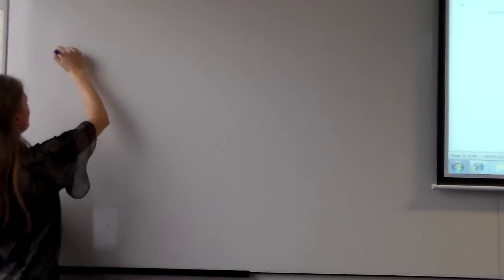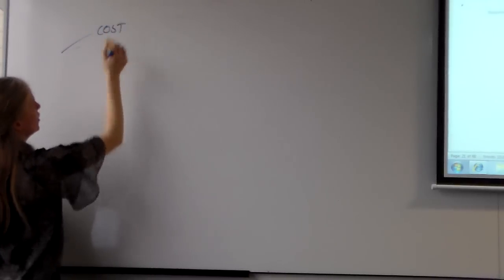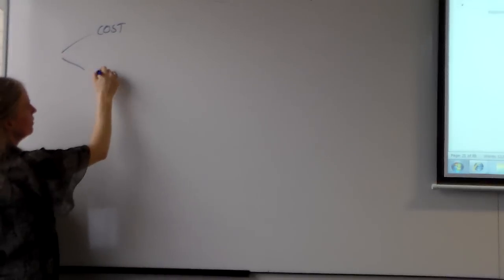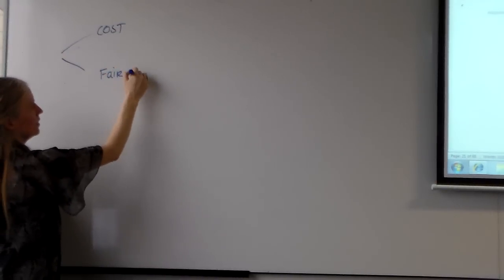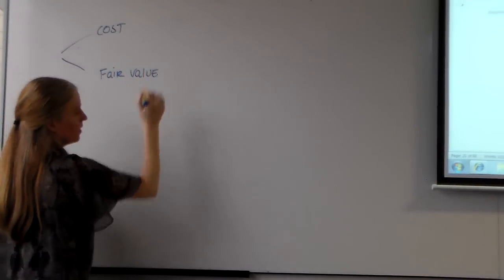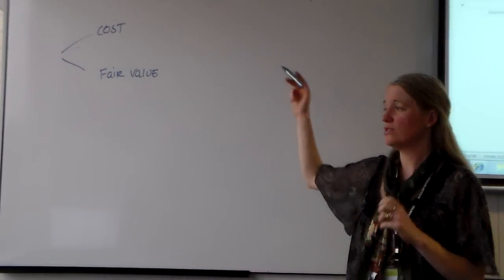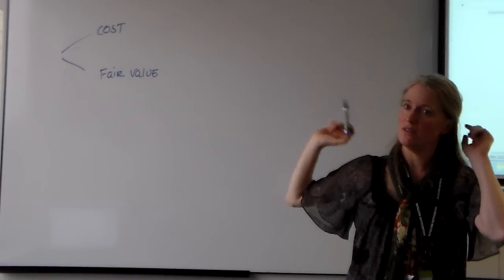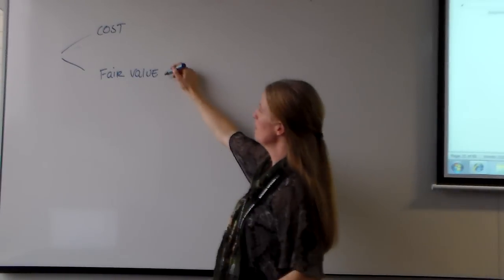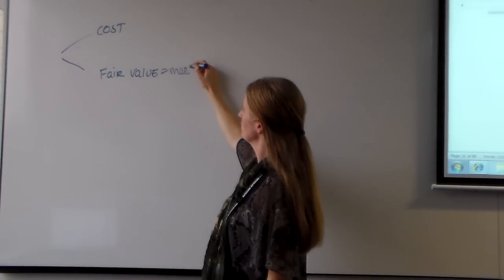Okay, basically you've got two different ways to account for non-current assets. You've got the cost method and you have the fair value method. So you're basically given a choice by the accounting standards. You either use the cost method or the fair value method. Fair value, another word for that is market value.